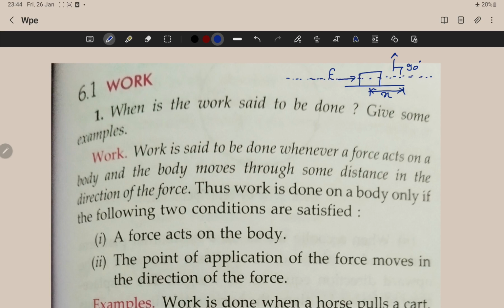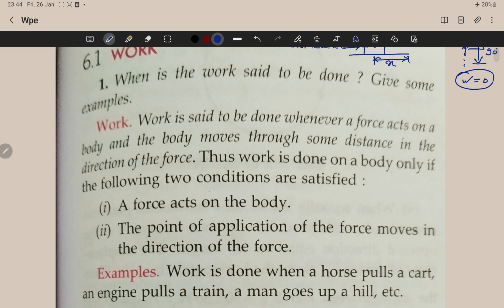If the force is in the x direction, then the body has to move in the x direction, either in positive x or in negative x. If the force is in the y direction, then the body has to move in the y direction, either in positive y or in negative y. It can move in either direction, but the body has to move along the force. If the body moves in the x direction because of a y force, then the angle will become 90 degrees, and we know that cos 90 is 0, so the work done will become 0 in such cases. So that is the definition of work.